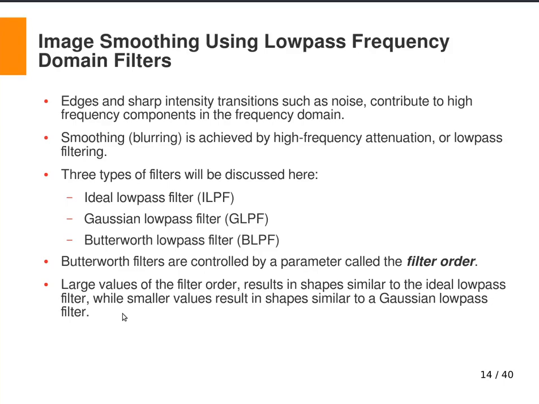Low pass filters: we have the ideal low pass filter, we have the Gaussian low pass filter, and finally we have the Butterworth low pass filter, which is a filter that can act in some cases close to an ideal low pass filter and in some cases close to a Gaussian low pass filter. Butterworth filters are controlled by a parameter called the filter order, and large values of the filter order result in shapes similar to the ideal low pass filter, while if we use smaller values we have a shape that is similar to a Gaussian low pass filter.